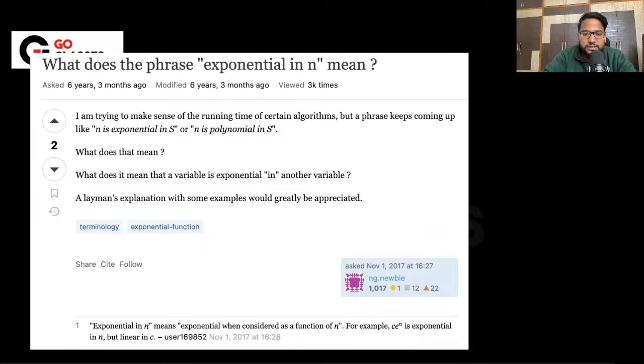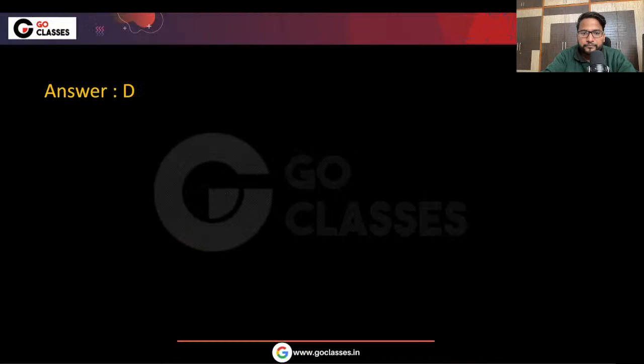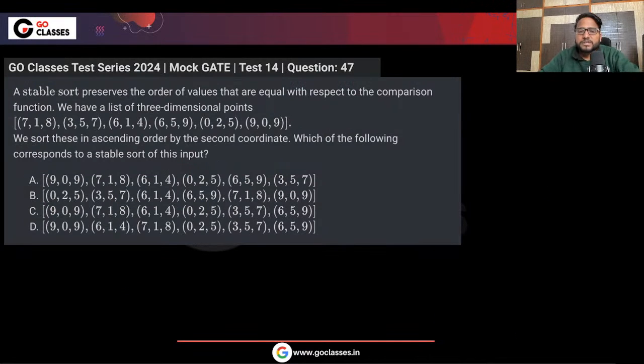So now let's just move to the next thing, which is this. I think this was okay to everyone. So they are saying based on the second coordinate we are doing, right? Based on the second coordinate.